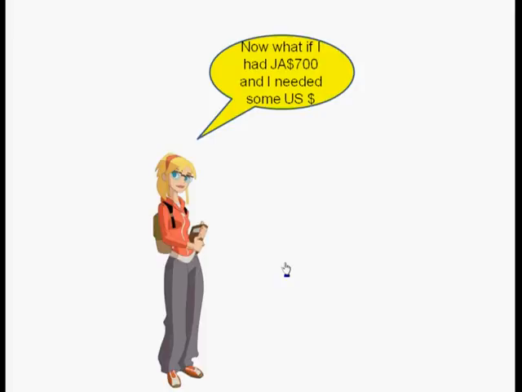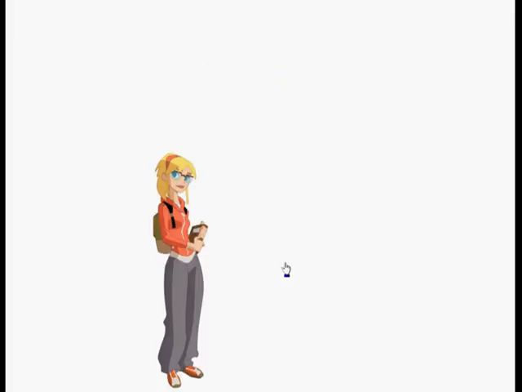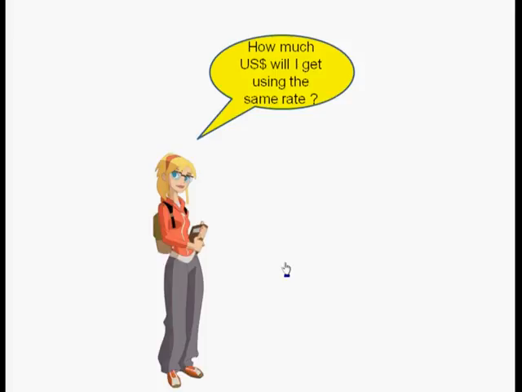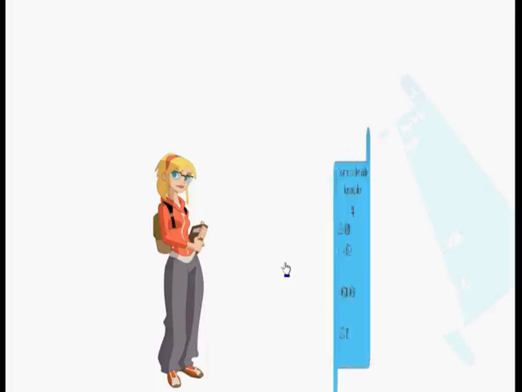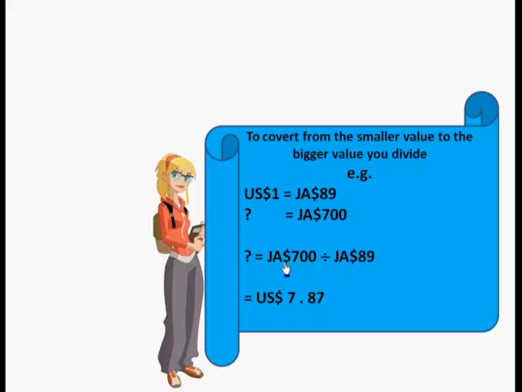Now, what if I had 700 Jamaican dollars and I needed some US dollars? How much US dollar will I get using the same rate? Now we're using the same exchange rate, which is 1 US dollar to what? 89 Jamaican dollars. Now this time is different. To convert from the smaller value to the bigger value, you what? Divide. So we're going to convert from Jamaican to what?